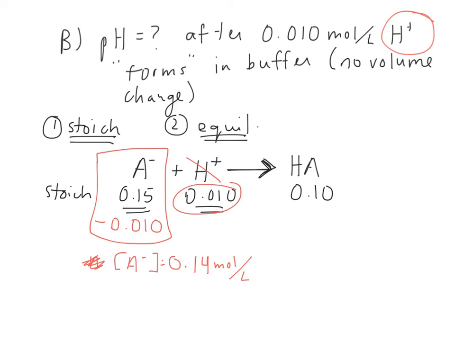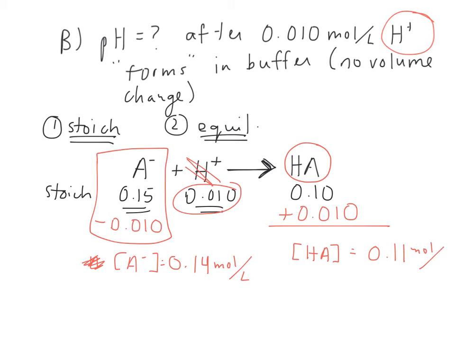Now looking over at this guy here, I have 0.10 moles per liter already in my buffer. Again, we're disregarding that X from the preceding slide. As my acid is consumed by the acetate, it produces 0.010 moles per liter of your acetic acid. So I have a concentration of my acetic acid of 0.11 moles per liter.